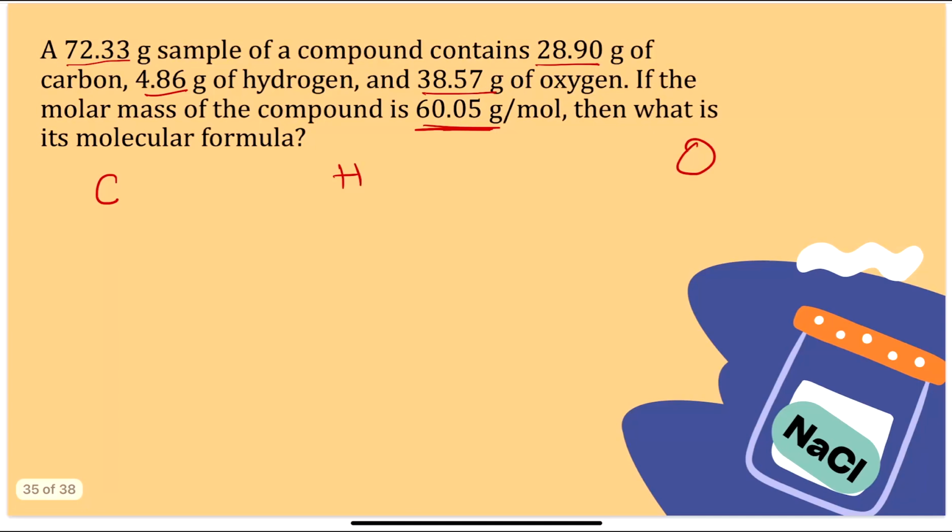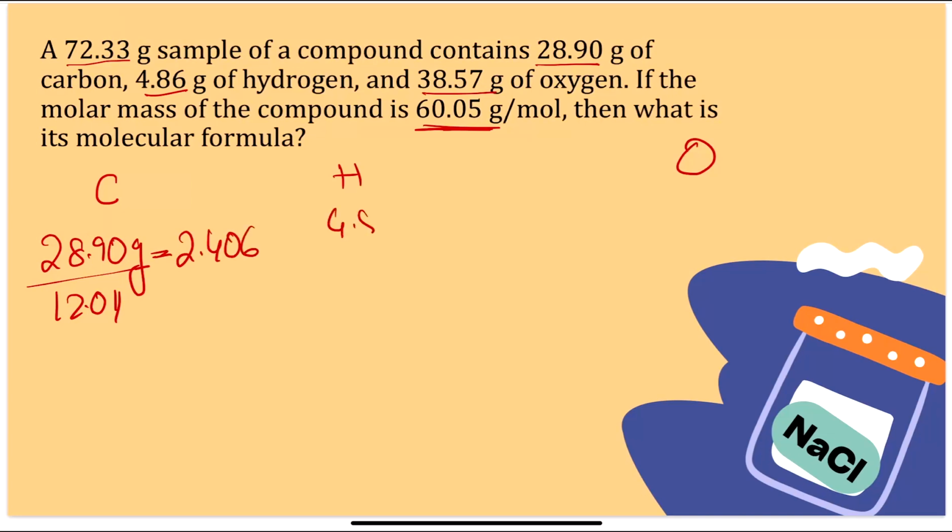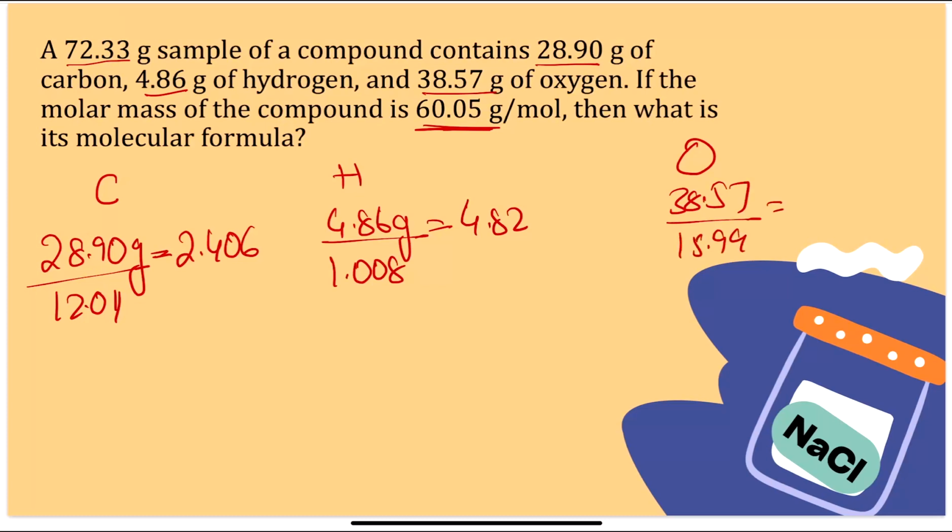So this is going to be 28.90 grams divided by 12.011. So that comes up to about 2.406 moles. This is 4.86 grams divided by 1.008. And that gives me about 4.82 moles. For oxygen, it's 38.57 divided by 15.99, and that comes up to about 2.411.